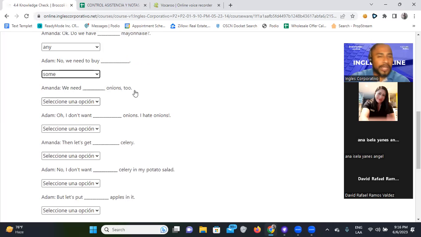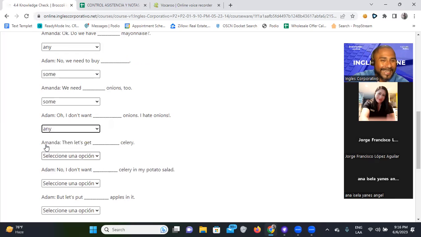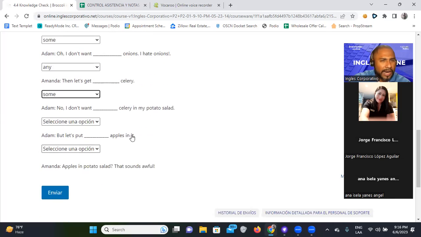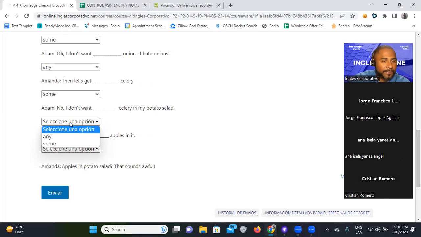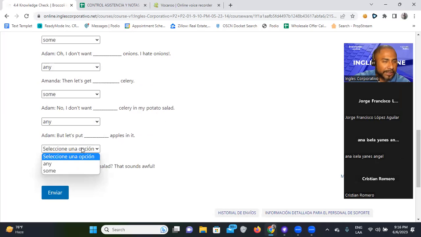Amanda, we need some onions too. Adam, oh, I don't want any onions. I hate onions. Then let's get some celery. No, I don't want any celery in my potato salad, Adam, but let's put some apples in it.